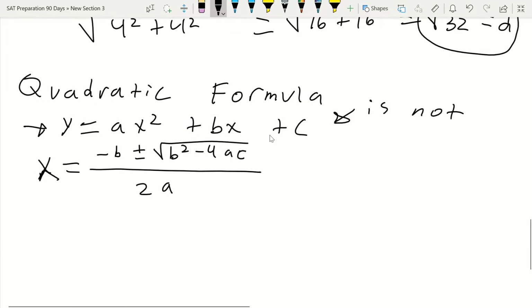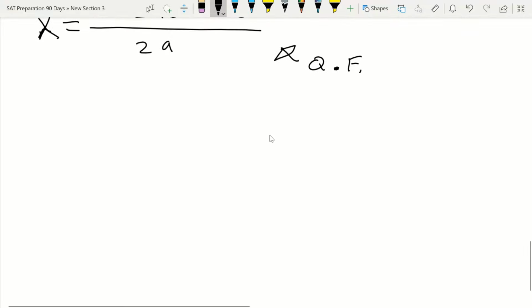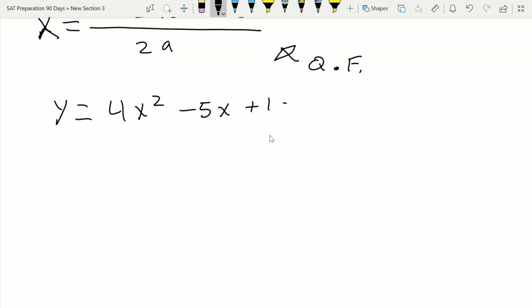All right. So let's go ahead and get into a practice question. So you see you have your quadratic formula right here. Go ahead and label that QF, quadratic formula. So let's go ahead and get into an equation. Let's say we were given the equation y is equal to 4x squared minus 5x plus 1 is equal to 0.